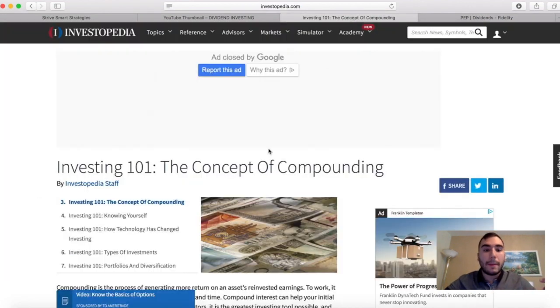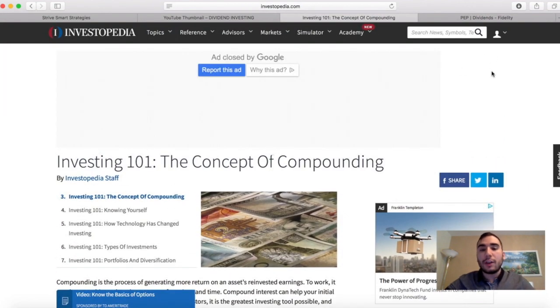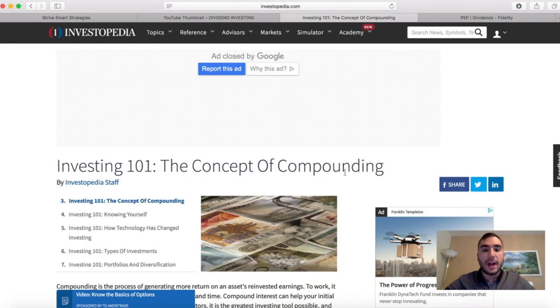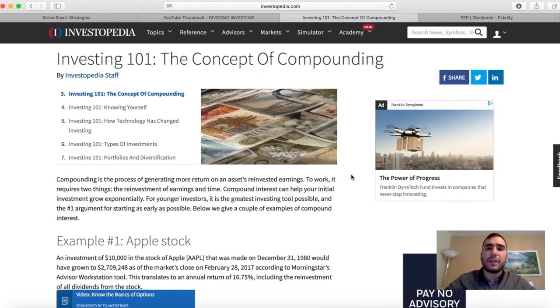So now let's quickly talk about compound interest and why you should be creating a dividend portfolio from a very young age. So investing 101, the concept of compounding. And for those of you guys that don't know what compounding is, I'm going to give a quick brief overview right now of what that is. So compounding is the process of generating more return on an asset's reinvested earnings.